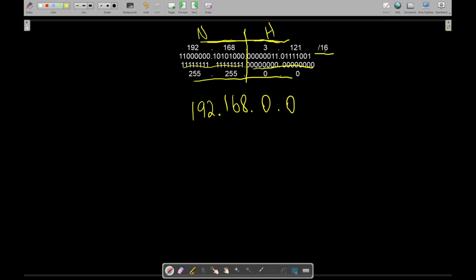This /16 is called a prefix. If you count the ones in the network portion of the subnet mask, there's 16 of them. It's pretty much an easy way to display a subnet mask. /16 and 255.255.0.0 mean the same thing. Let's try another one.